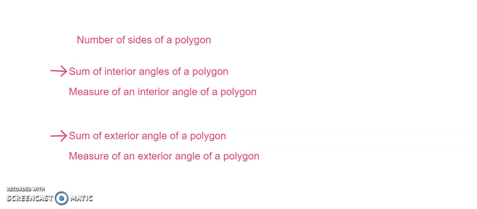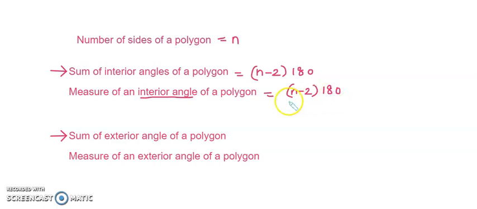So a quick recap, suppose the number of sides of a polygon is n. So there are n sides for a polygon. Then the sum of interior angles of the polygon is obtained by the formula (n minus 2) into 180. This is what we saw. But if we want to find the measure of only one interior angle of a regular polygon, then what should we do? The same formula (n minus 2) into 180 gives us the sum of all the interior angles. When you divide that by the number of sides, you will get the measure of one interior angle.